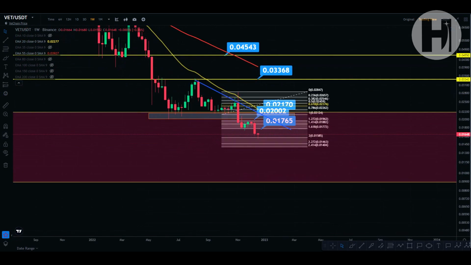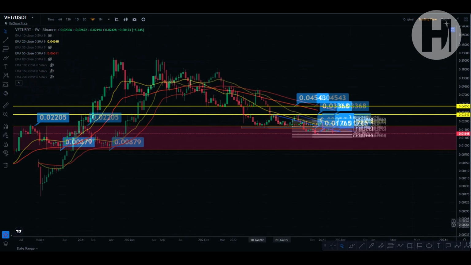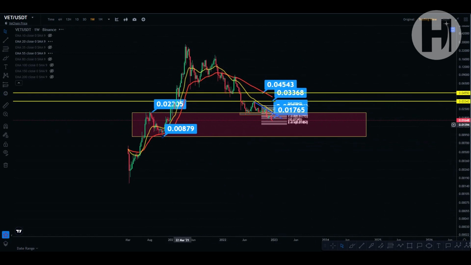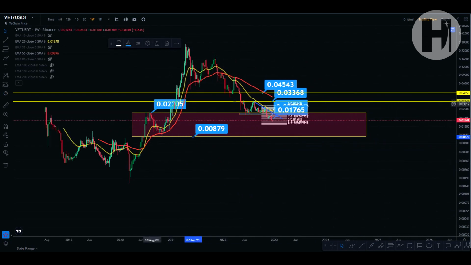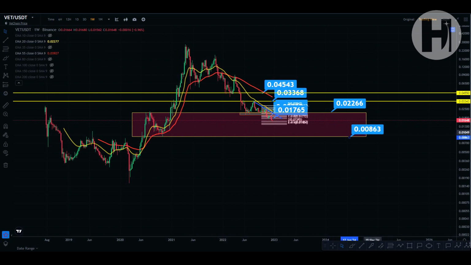Now here, I was pretty generous with the support block that I gave Vechain. You could say it's a pretty large one, but still, I do think this is the support block I'm going to be targeting for entries, because this is the resistance that we created in August 2020, and this is the support we created in November 2020. So this is the trading range we have in 2020, and we're coming back down to that trading range, and we can obviously retest all of these levels here.